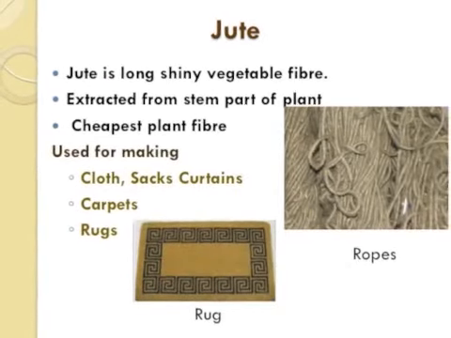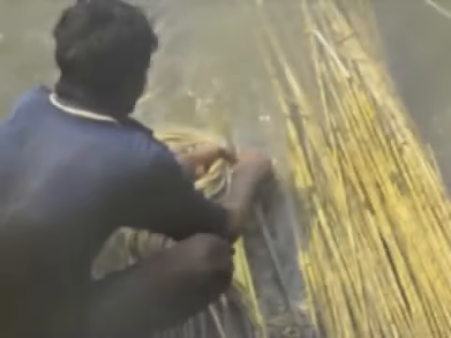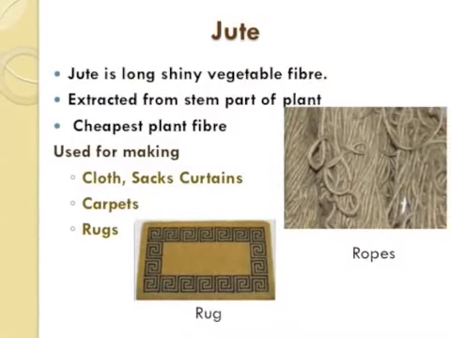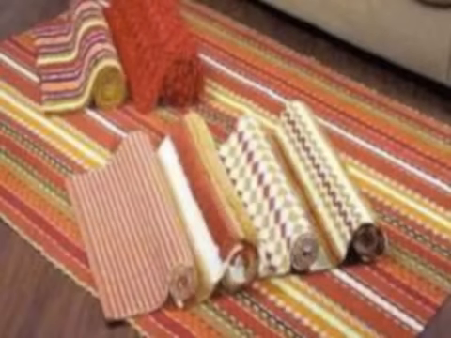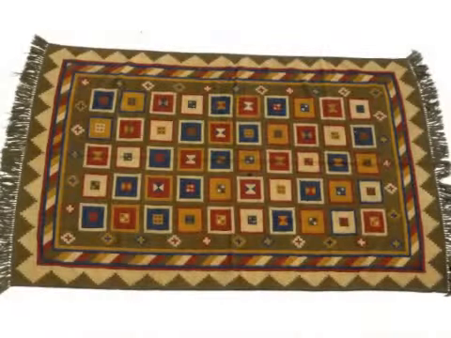Jute. Jute is a long, shiny vegetable fiber extracted from the stem part of the plant, generally found in the south of India. It is the cheapest plant fiber and is used for making cloth, for sacks, curtains. Also, we can see the carpets which are made by jute or the rugs.